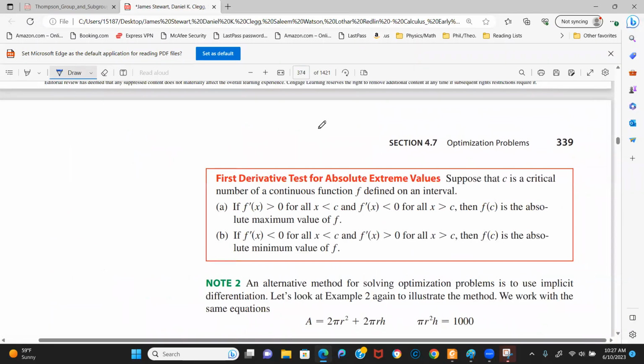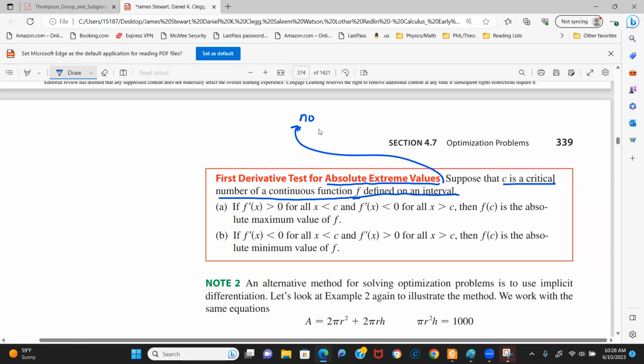Oh, and this is actually just a summarization. Let me see this. So here's the first derivative test for absolute extreme values, or absolute extrema. So you have c as a critical point of the continuous function defined on an interval, and this is not necessarily closed, which is the point of the last problem. In that problem, we were talking about the interval 0 to infinity, and that's definitely not a closed interval. But even if that's the case, you can still get around this.